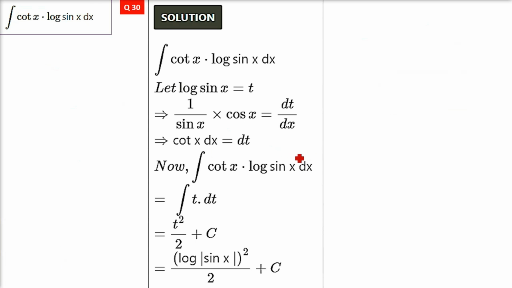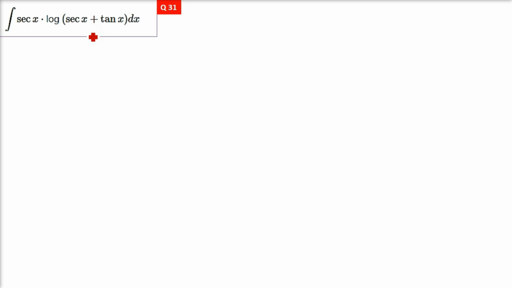So this is the way, just a 2-step answer. In this question, there is just one thing: if you take log(sec x + tan x), can we get sec x dx? When we take this as t, you'll see that yes, of course we can get it. So t will be equal to log(sec x + tan x).